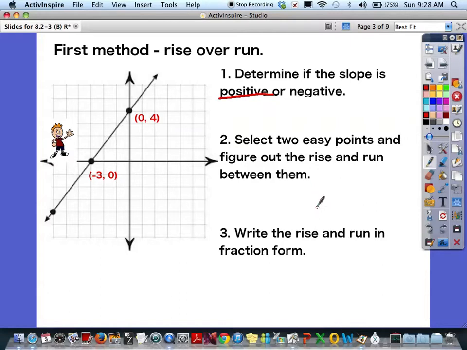Then write the rise and the run in fraction form. How far does our guy have to go to get from this point to this point? How far up does he have to go? Well, it looks like 1, 2, 3, 4. He's got to go 4 upwards, and he's got to go 1, 2, 3 from left to right. So m, or the slope here, is 4/3 because he rose 4 and ran 3. Rise over run.